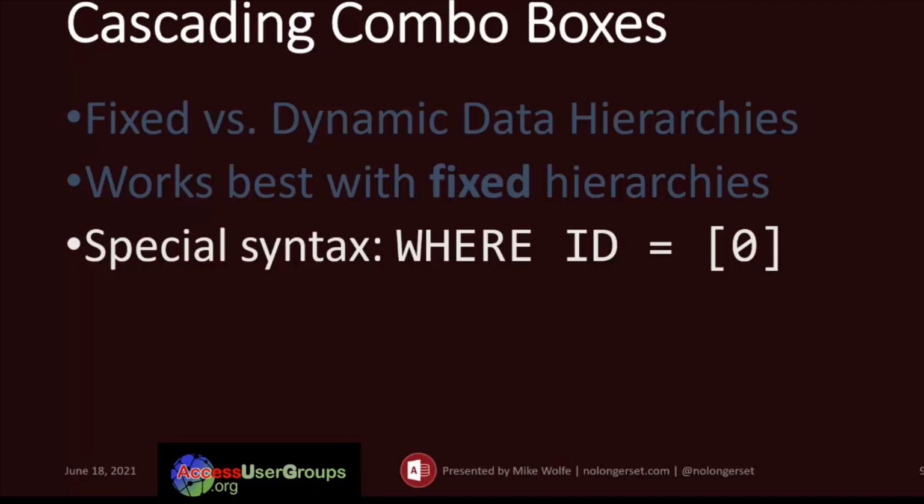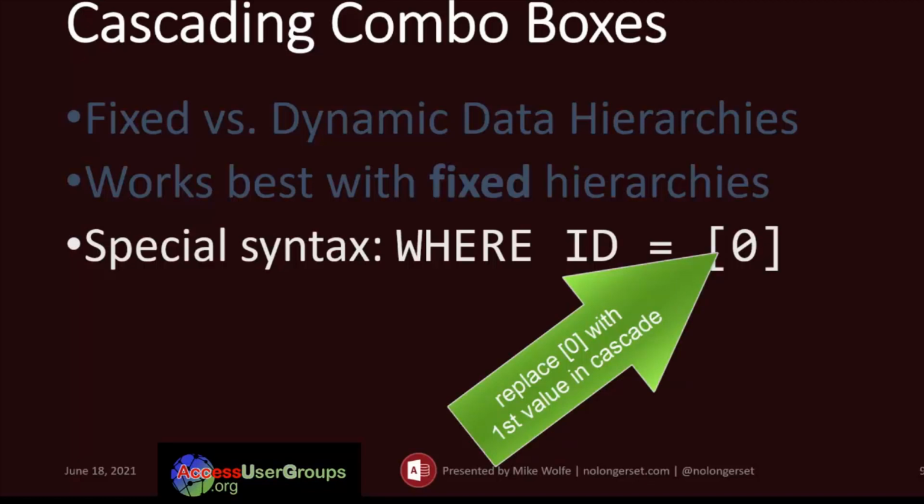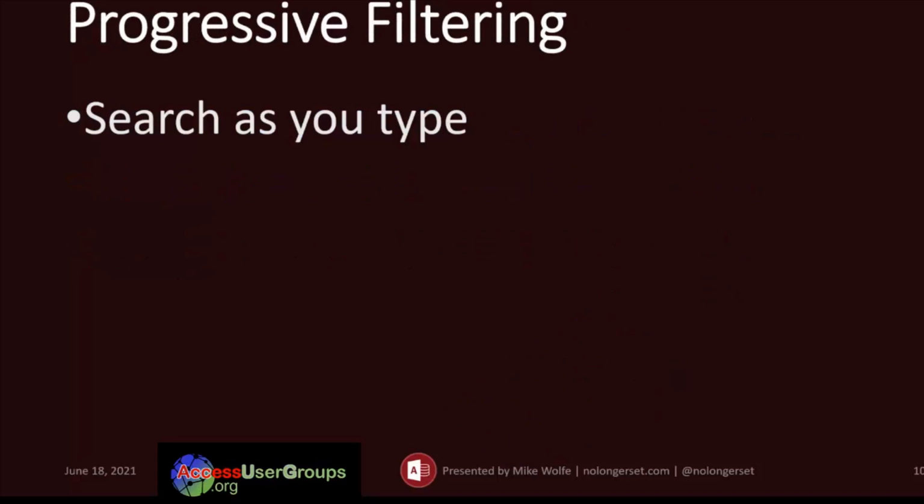And the way that you do that within your RowSource is you use the square brackets, and then you put just a single number in there. And so in this case, when the combo boxes are run through this class module, it's going to replace this special syntax here with the value from the first combo box in the cascade. So I'll get to that when we get into the demo portion.